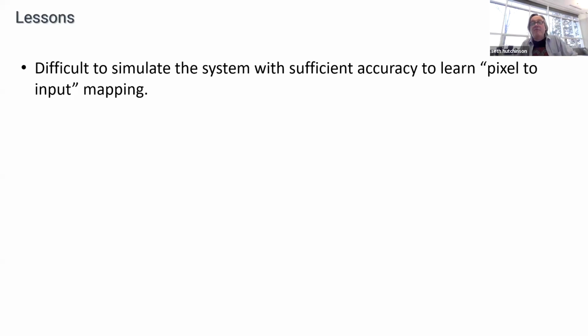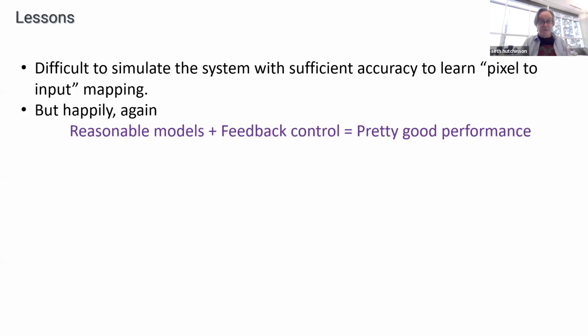And what did we learn? First thing that you learn is it's difficult to simulate this system well enough to learn how to map visual imagery to control inputs, right? Sometimes in the robot world, people talk about pixel to torque. In our case, it would be pixel to air pressure going into the robots. It's really hard to simulate these robots at that level of precision. So we're not able to do that kind of learning.